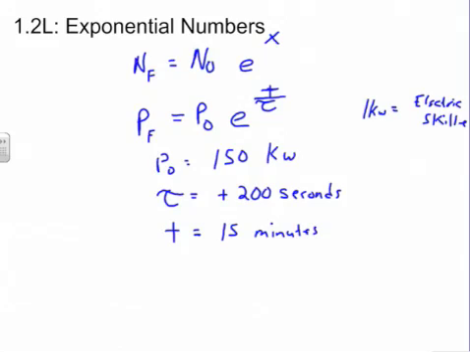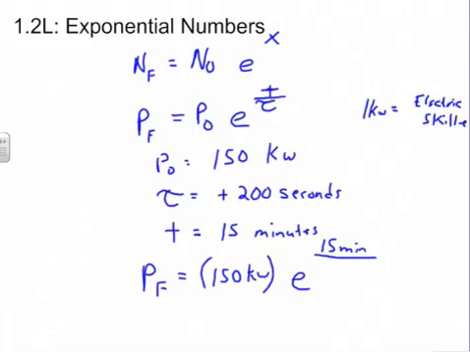So filling in our equations here, we want to solve for what our final reactor power is going to be if our initial reactor power is 150 kilowatts. So right now it's able to support 150 electric skillets. And then it's going to go up by a factor of e to 15 minutes, the time of our increase, how long we allow it to increase, divided by plus 200 seconds.